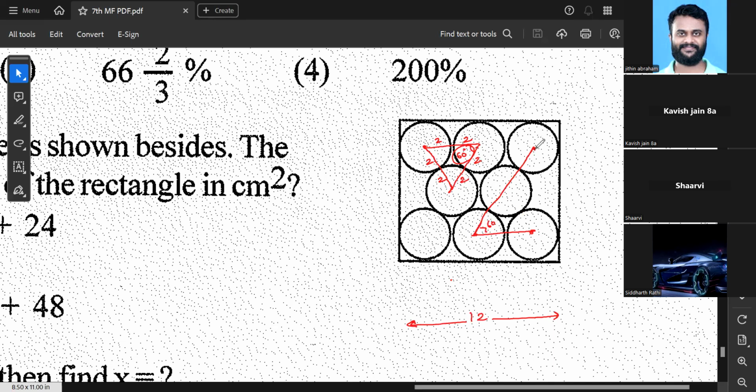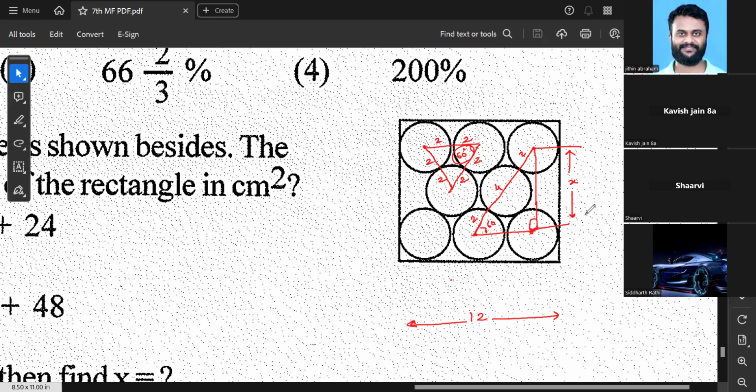Now I'm going to join this. This becomes 90 degrees because of the same position, horizontal, vertical, and all those things. Now this is a triangle where the hypotenuse is 2 plus 4 plus 2, total 8, and this angle is 60. I am going to find the opposite side of the 60. Let me call it x.